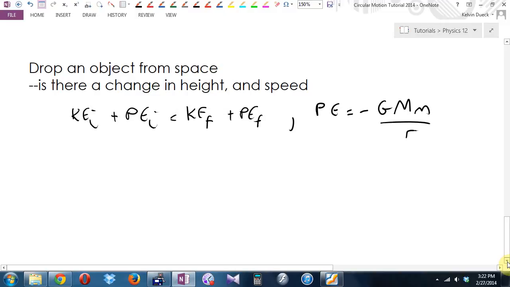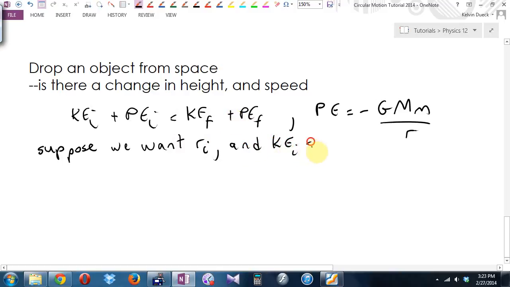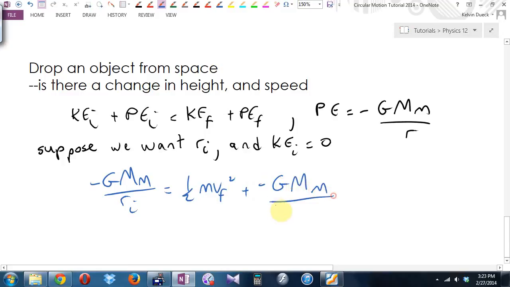Could be. The way I would do that, let's just write down, suppose we want R initial and KE initial is 0. Let's also suppose we started at rest. We somehow magically dropped a big asteroid from outer space. Kind of cool, in a creepy sort of a way. You'd have this, negative big G, big M, little m over R initial equals a half mv final squared plus negative big G, big M, little m all over R final.